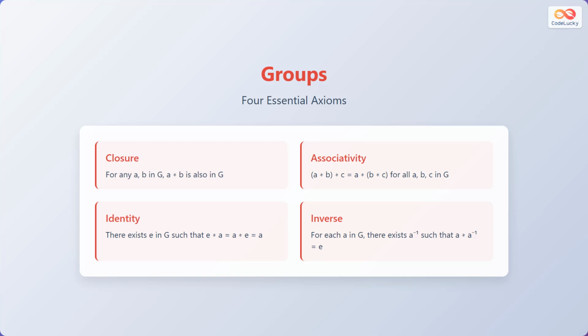Third, identity. There must be an element in the group, often called e, such that when you operate with it on any other element, it leaves a unchanged. So e * a = a * e = a. Fourth, inverse. For every element a in the group, there must be another element, a inverse, such that when you operate a with a inverse, you get the identity element.